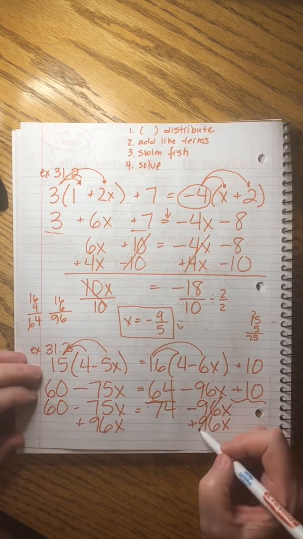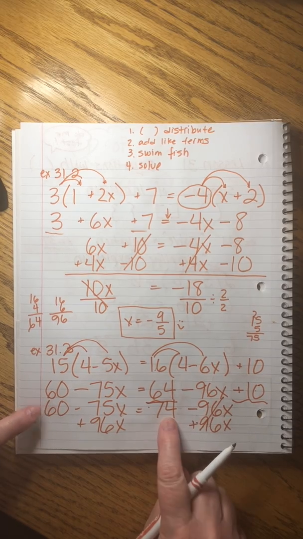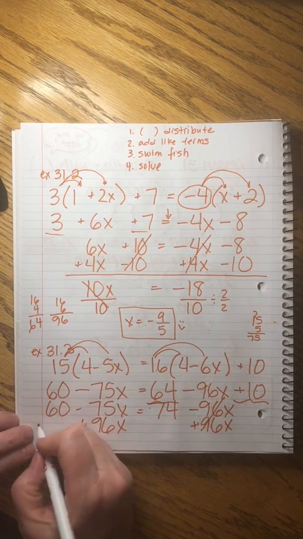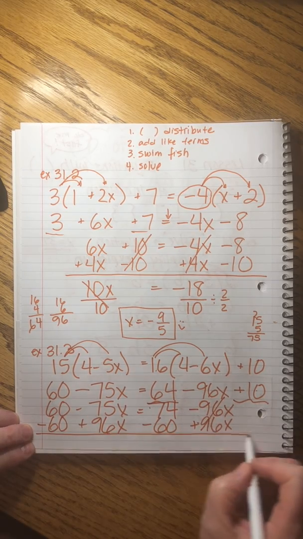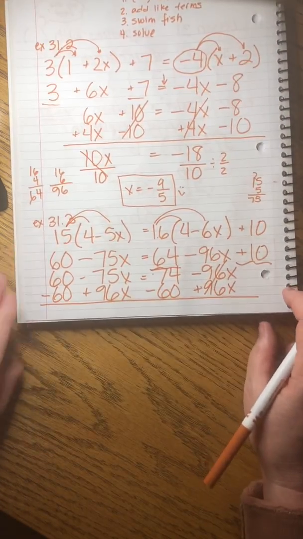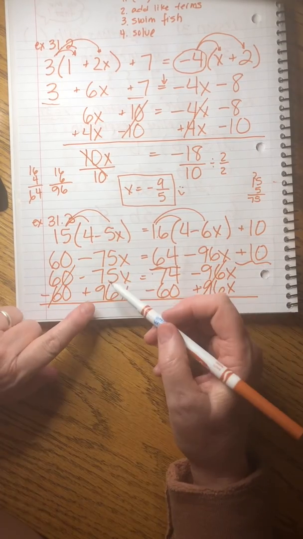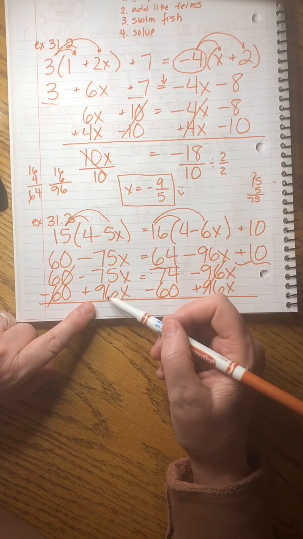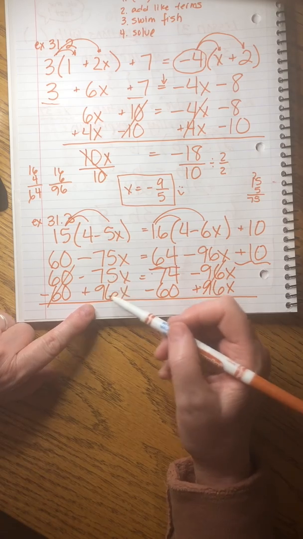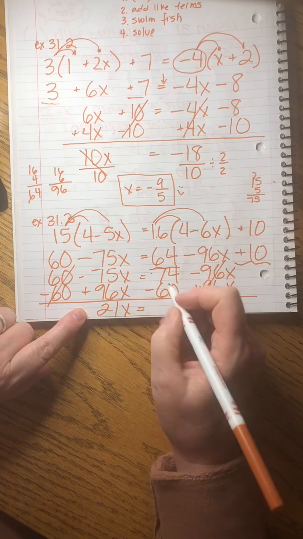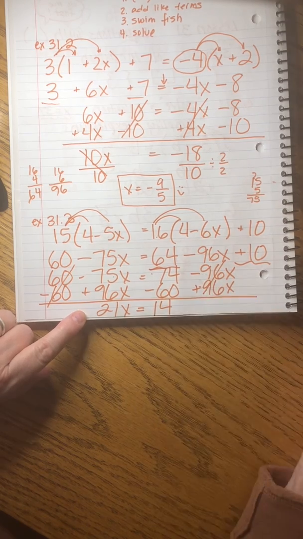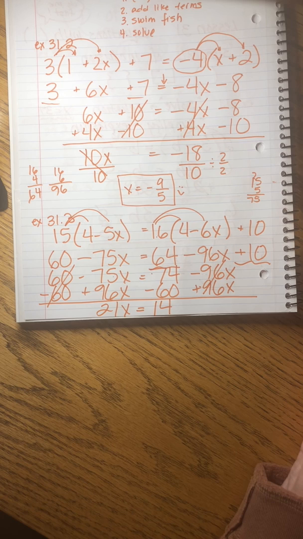And I'm going to cross that out so I can see, oh, okay, there's my plain number, so I'm going to bring him over here. I'm down at the bottom of my page. Let me scoot up a little. Okay, so that's gone. Negative 75, positive 96, 21x equals 14. All right. That's pretty cool.